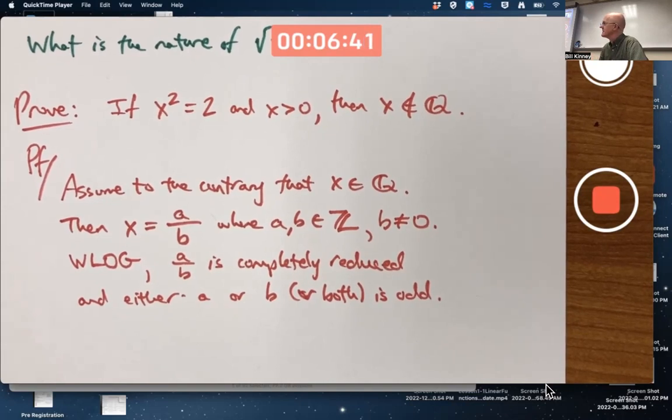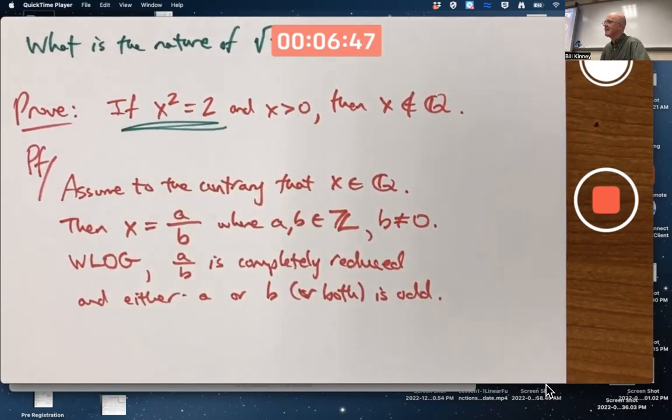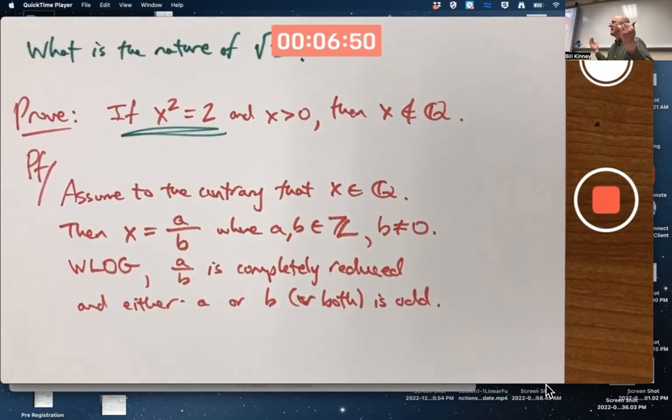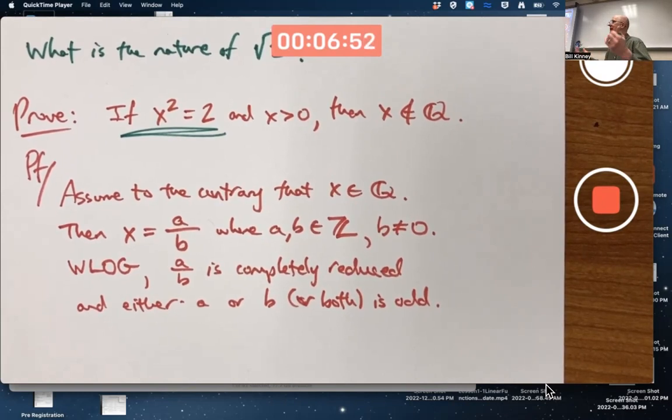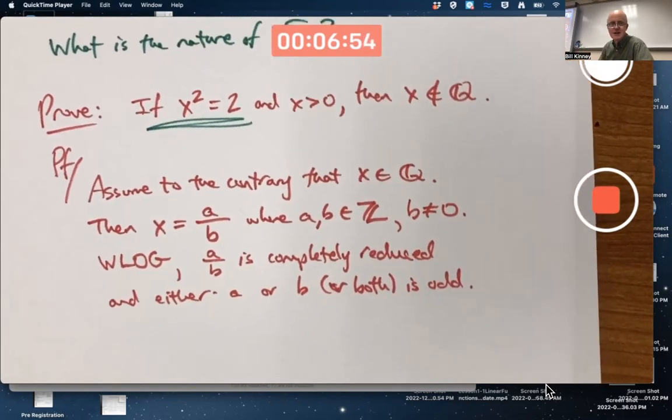Then you just got to play with this. What am I assuming about X? You got to use that fact, right? This assumption that X squared equals 2, that must be relevant somehow, right? When you're doing a proof, you got to use what you're assuming. So let's use that.